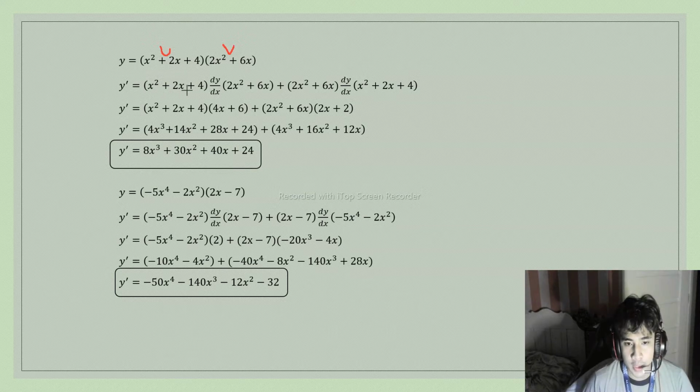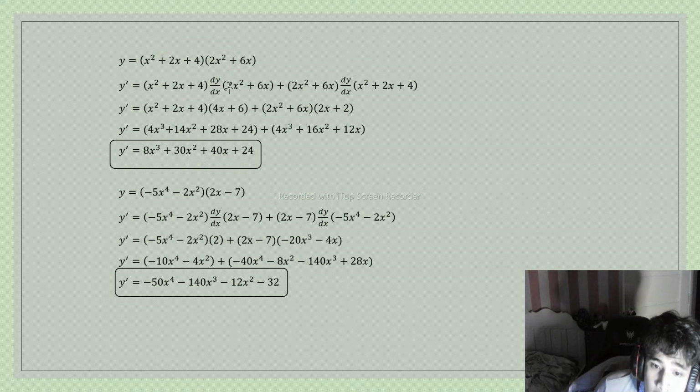X squared plus 2x, u. Ito yung u natin. Pakat natin sa una. Then, derivative of 2x squared, and yung derivative ng v natin, rewrite natin yung v. Tapos, hanapin natin yung derivative ng u. Ganun lang kasimple. Then, pag nahanap na natin ng derivative of 2x squared, that will be 4x plus 6, yung derivative ng 6x, derivative ng x squared plus 2x plus 4, that will be 2x plus 2.